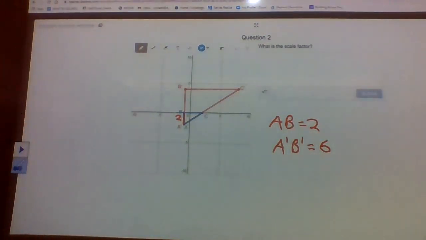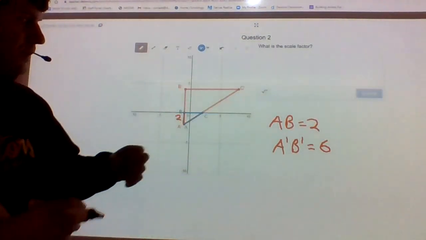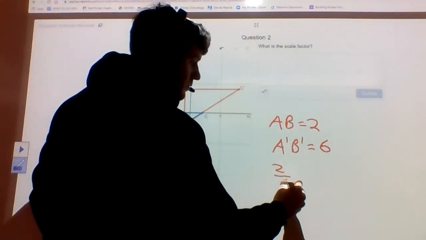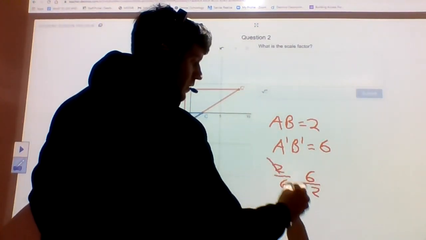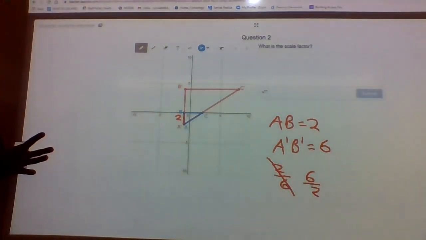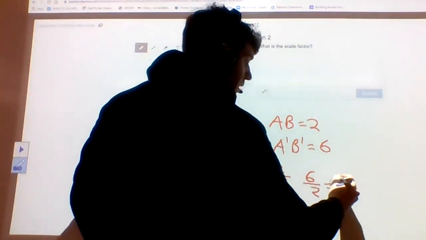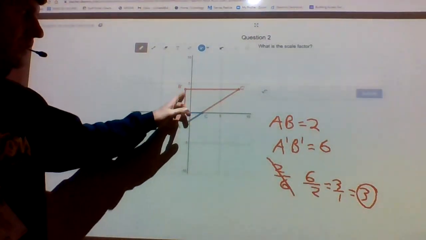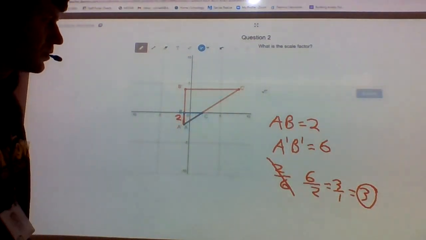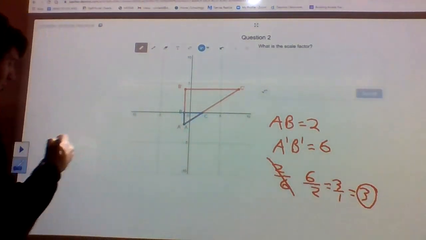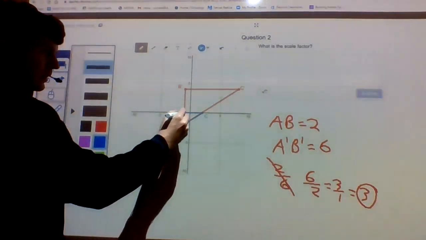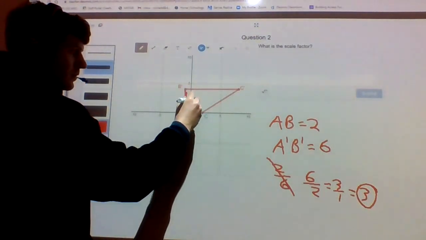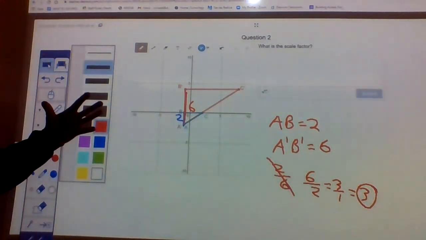So our figure, again, ABC to A prime, B prime, C prime, this one's getting bigger, so the ratio should be greater than 1. So if you looked at your ratios, we're going bigger, so we want 6 over 2, right? And then we simply can reduce that to 3 over 1, or just 3. Okay, so the red one here is going to be 3 times as big as the blue one. We're doing that by comparing the lengths of AB. So AB here is 2, and then A prime, B prime here is 6. So it's getting 3 times bigger.